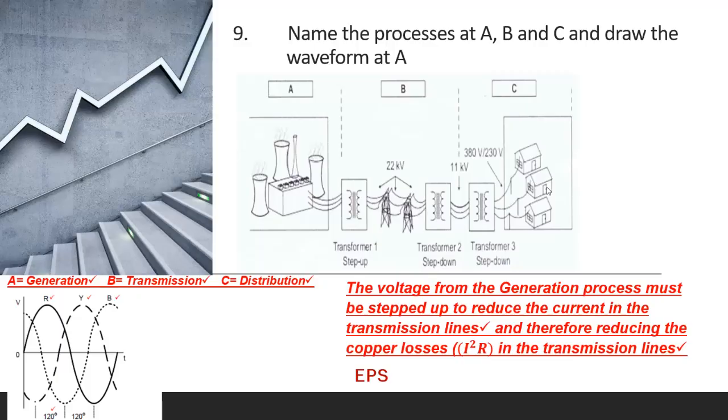The voltage from the generation process must be stepped up to reduce the current in the transmission lines, and therefore reduce the copper losses. This is called the I²R losses in the transmission lines.